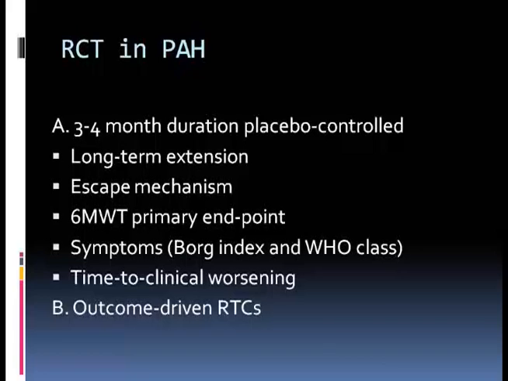We do have an escape mechanism. If you do worse, then you're taken off the trial and you're given medication, or if you're in the placebo arm, you go into the active arm and so forth. It depends on the study. The 6-minute walk test is the primary endpoint. We look at symptoms, and time to clinical worsening became a surrogate of survival. So yes, we can't really do survival trials in pulmonary hypertension nowadays, but let's find a way of looking at worsening of the disease and quantifying that. Unfortunately, there's no uniformity among the trials. They don't define it the same way.